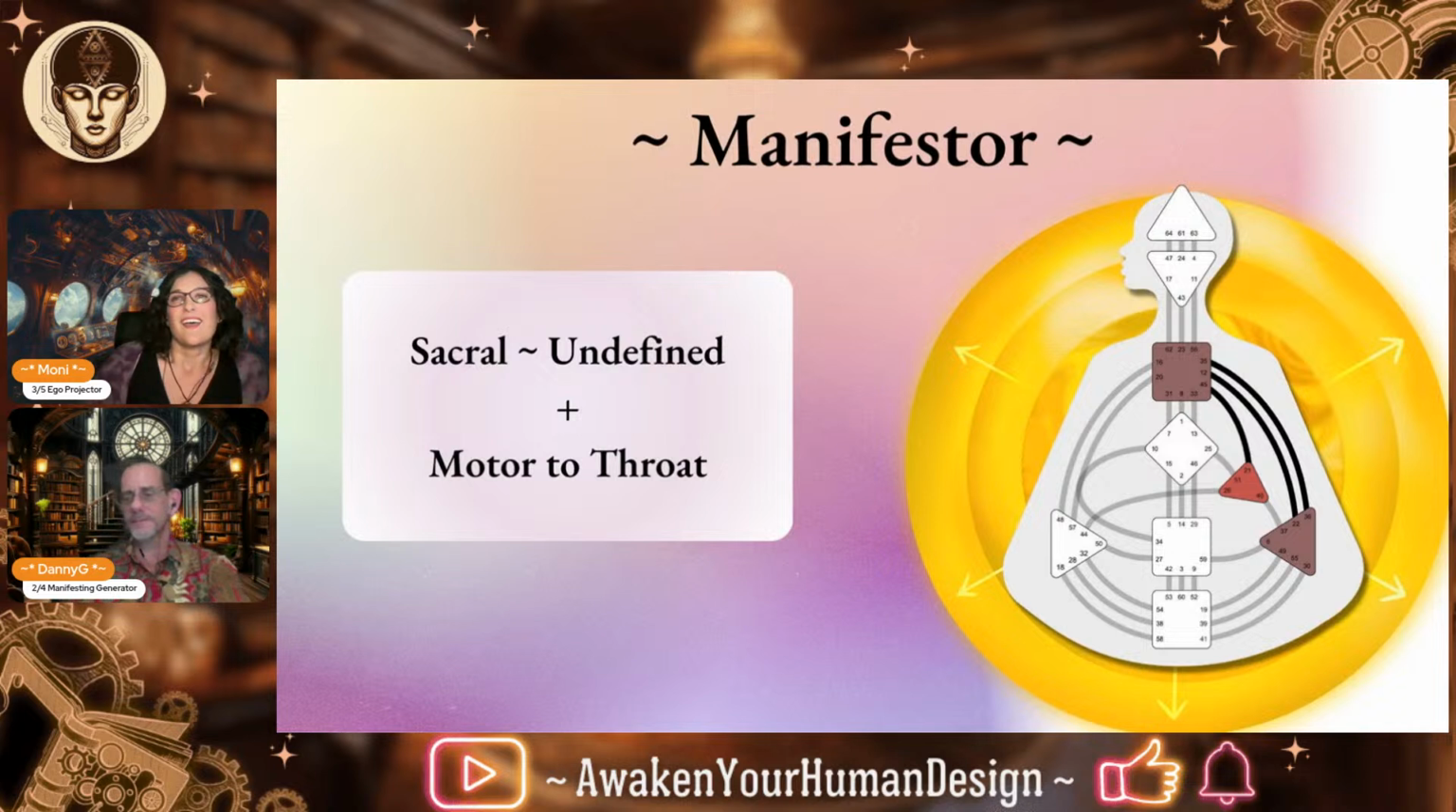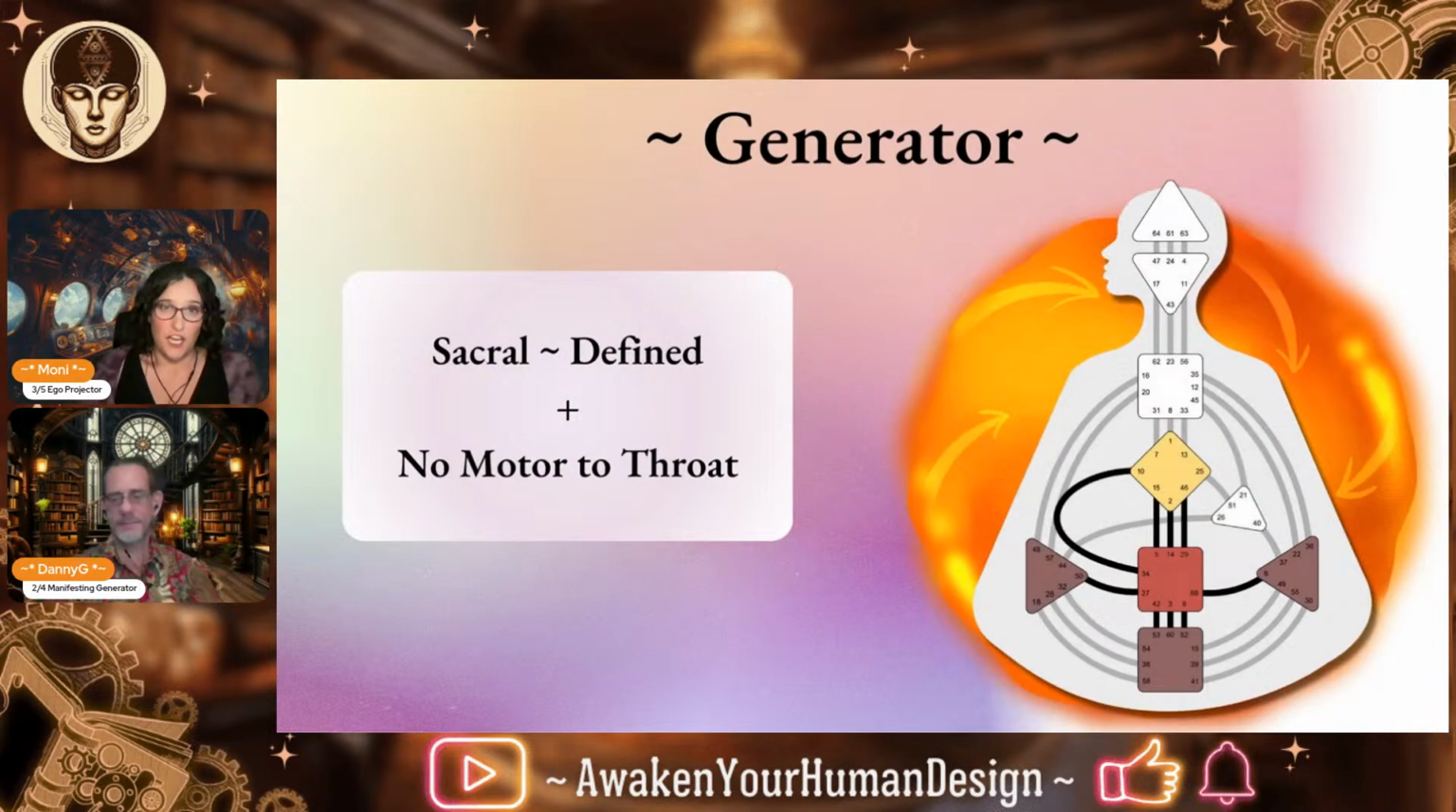Precisely. So then we have the generator, the pure generator. For the pure generator, the sacral is defined. So that square, the second square from the bottom, is colored in red. The sacral is defined and there's no motor to the throat for the pure generator. It's the red sacral defined, and the motor is not making it to the throat in any way. A third of the population is this.